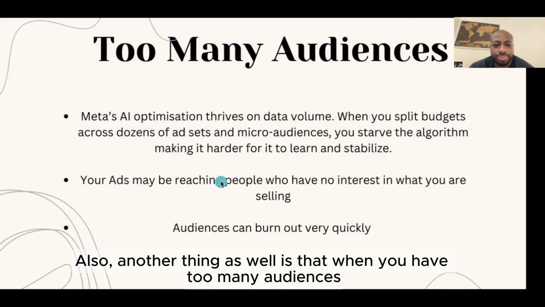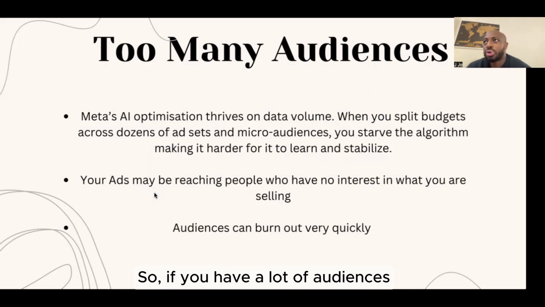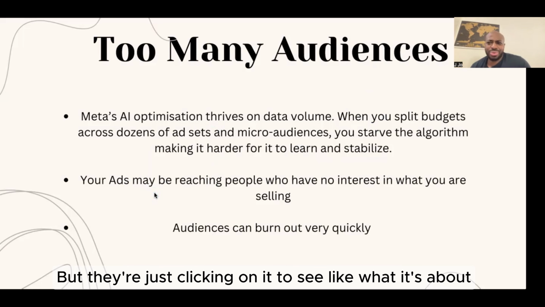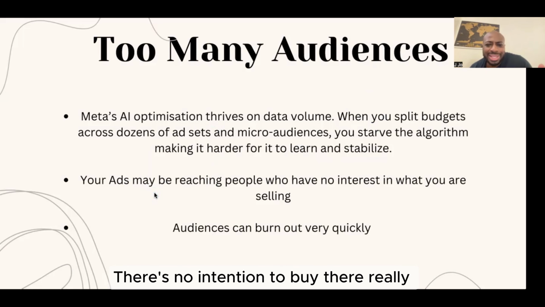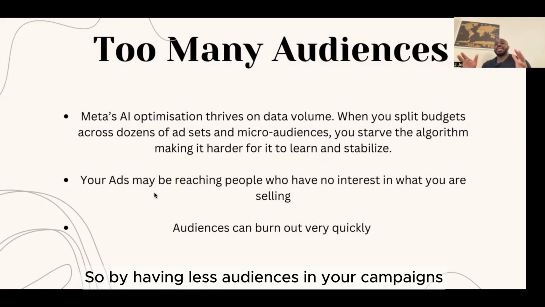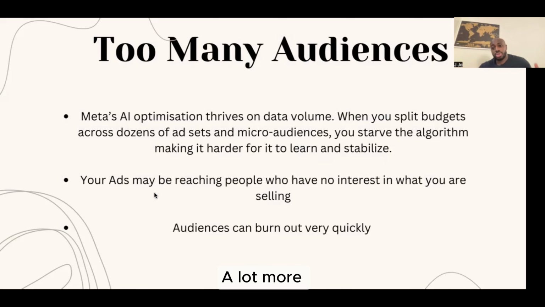Also, another thing as well is that when you have too many audiences, your ads may be reaching people who have no interest in what you're selling. So if you have a lot of audiences, the algorithm may see that as, oh, people are clicking on the ad, but they're just clicking on it to see what it's about. There's no intention to buy there. Another thing, audiences can burn out very quickly. So by having fewer audiences in your campaigns, your campaign success is going to last a lot longer. You can scale easier, right?